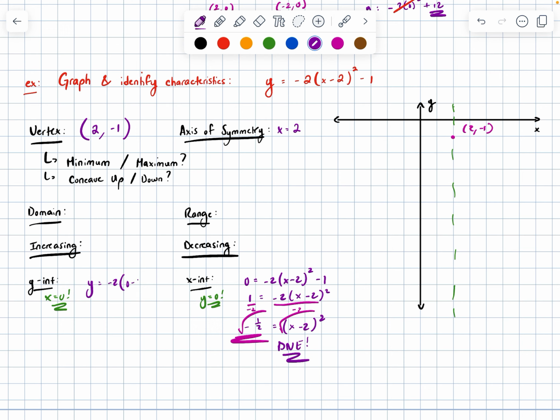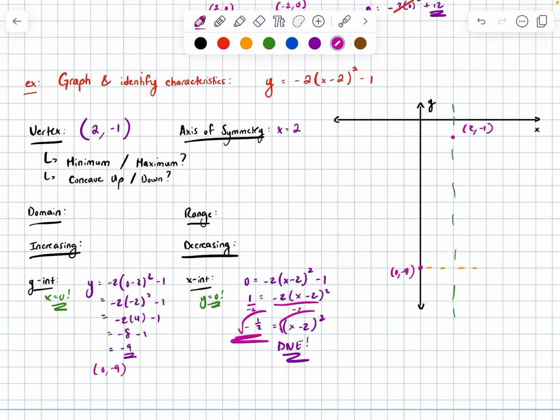When I do so, y is going to be equal to -2 times the quantity 0 minus 2 squared minus 1. So I've got -2 times -2 squared minus 1. -2 squared is 4. So I've got -2 times 4, which is -8. And -8 minus 1 is -9. So my y-intercept here, x is 0, y is -9. The point 0, -9 should be on my graph. So 1, 2, 3, 4, 5, 6, 7, 8, 9 down here on my y-axis. Beautiful.